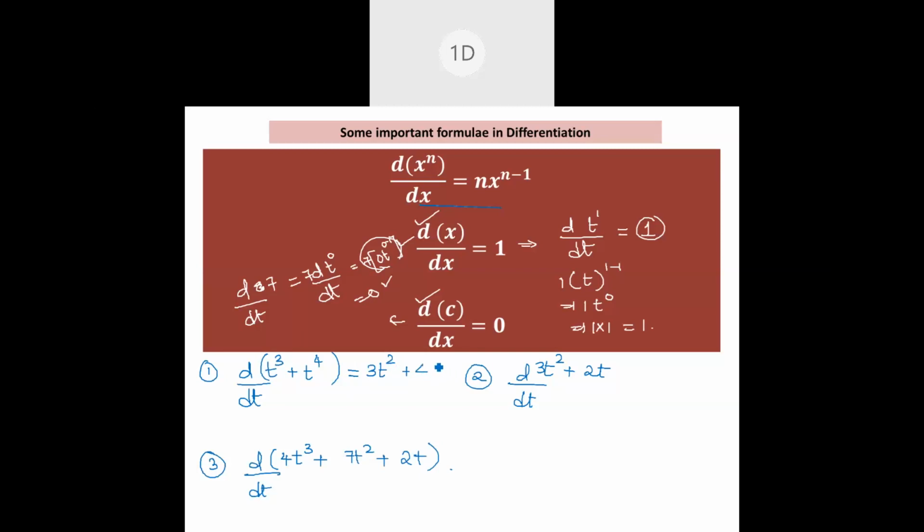What about others? Did you all get the same thing? 4t cube. Okay. Suppose he says find this value at t equals 2. That means you just have to substitute 2 in place of t. Alright, please do the second one also.